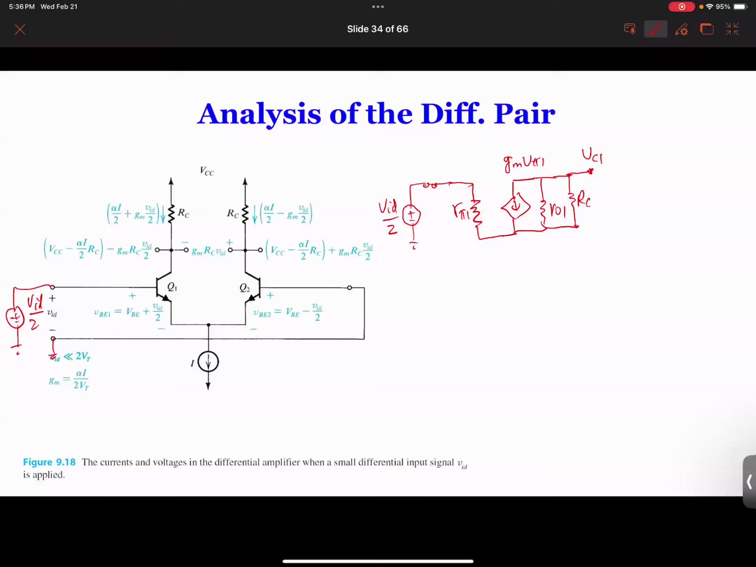So for Q2, we're going to start from the other side. So that's Q2. This is ro2. This is gm2 times rπ2. And this is B2. Okay, so now look at this. This is Q1 and this is Q2. Now look at Q2.